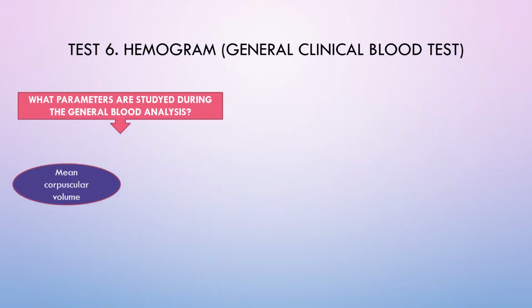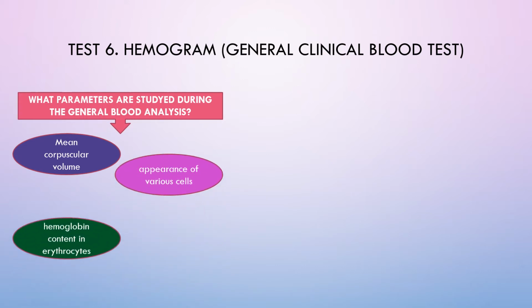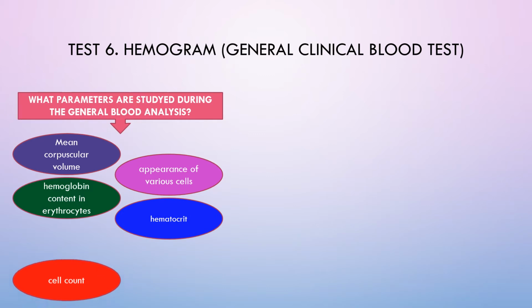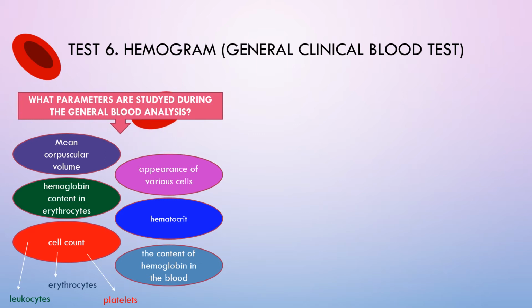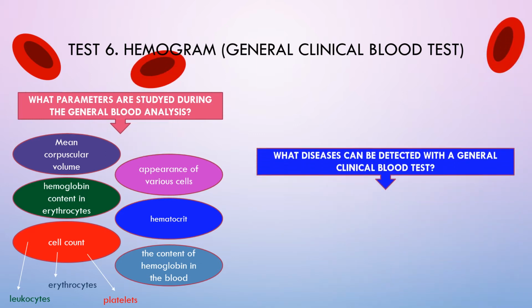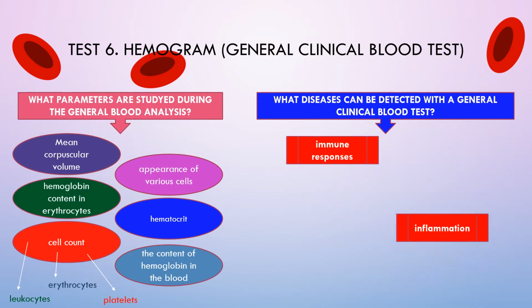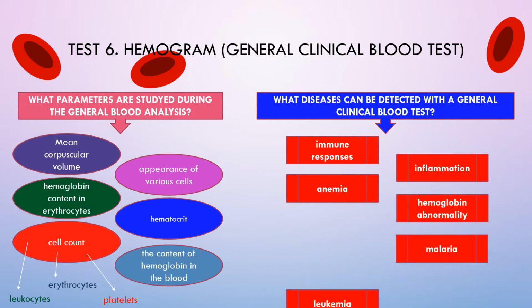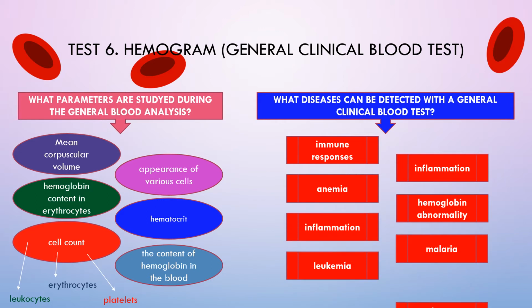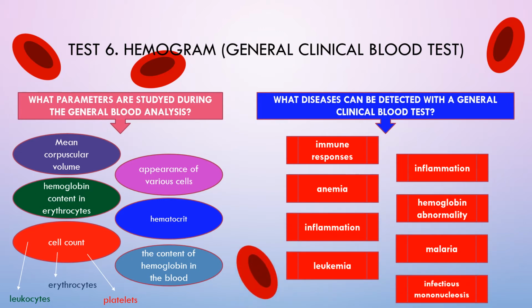Sixth test, hemogram, general clinical blood test. The hemogram consists of the analysis of all blood cells, as well as mean corpuscular volume, the appearance of various cells, hemoglobin content in erythrocytes, the ratio of the volume of erythrocytes to the total blood volume, hematocrit, cell count and hemoglobin content in the blood. During this analysis, the number of such blood cells is established: erythrocytes, leukocytes, platelets. The analysis reveals such disorders as immune reaction, inflammation, anemia, hemoglobin anomaly which deforms red blood cells, infection of cells with parasites, malaria, the presence of abnormal cells in the blood, leukemia, infectious mononucleosis.